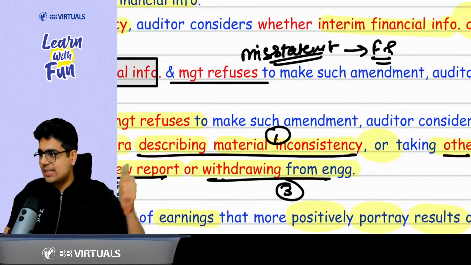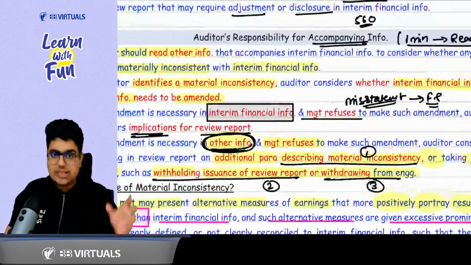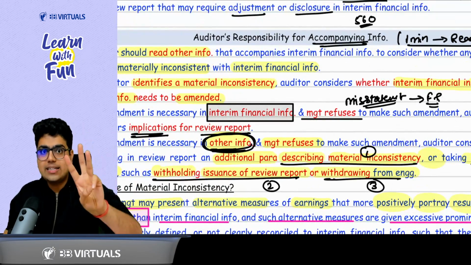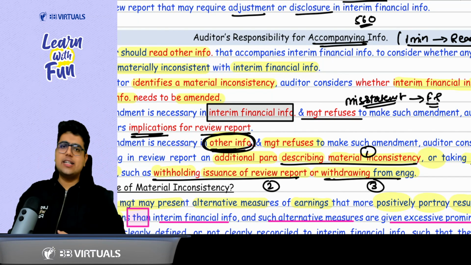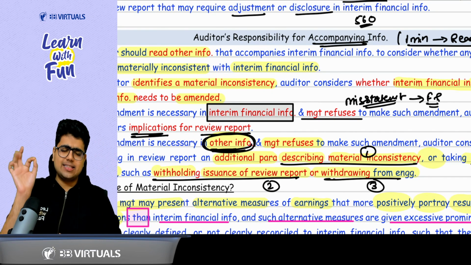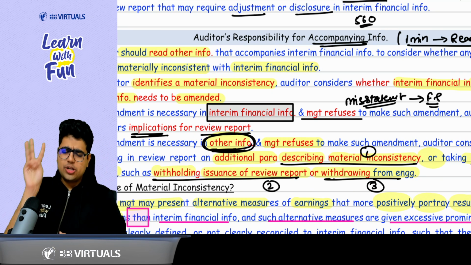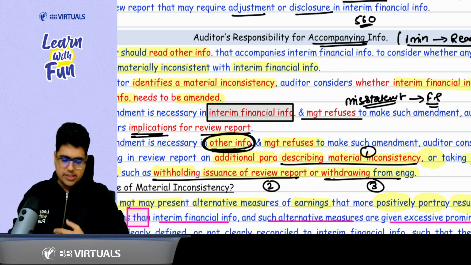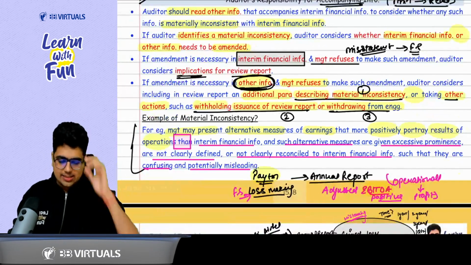Describe the material inconsistency. Sometimes you can also consider withholding the report, or the third thing is withdraw. So describe the material inconsistency, withhold your report, or in the last case, you can also consider withdrawal from the engagement. Now, what is the example of material inconsistency we discussed?